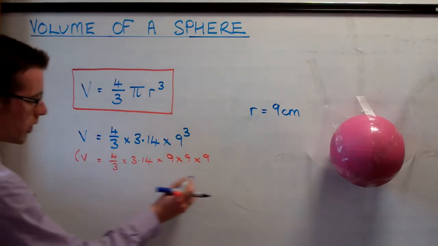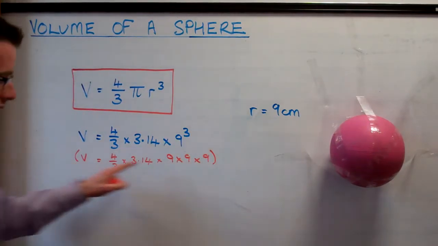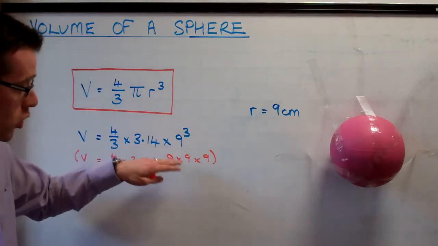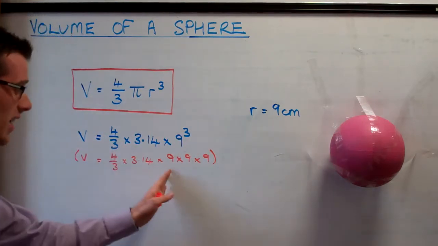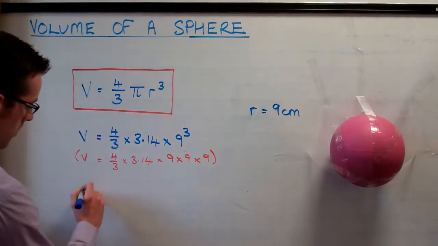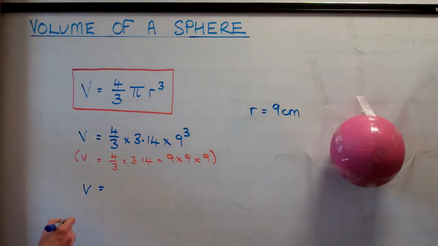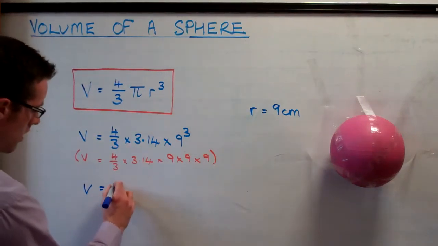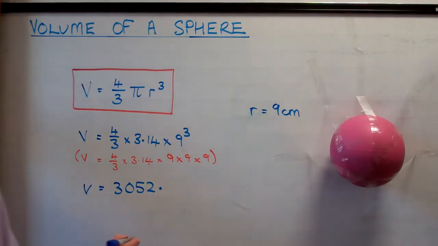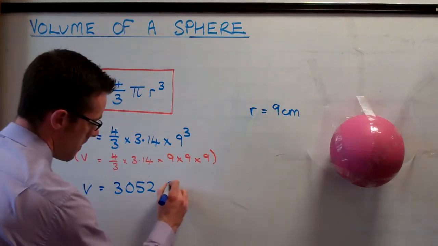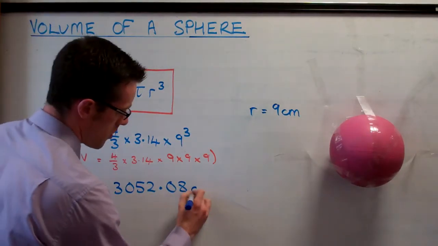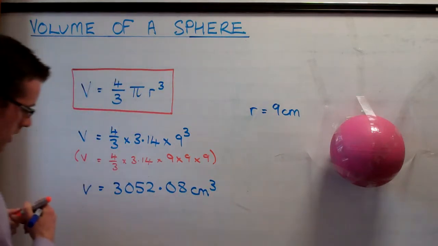Now, you don't have to write down this line every time. I'm only writing this in to make it very clear what cubed it is. So it's not 9 times 3, it's 9 times 9 times 9, which remember is a wee bit different. And the answer we get when we put that into our calculator is 3052.08. Now, if it's in centimetres or radius, then our volume must be in cubic centimetres.